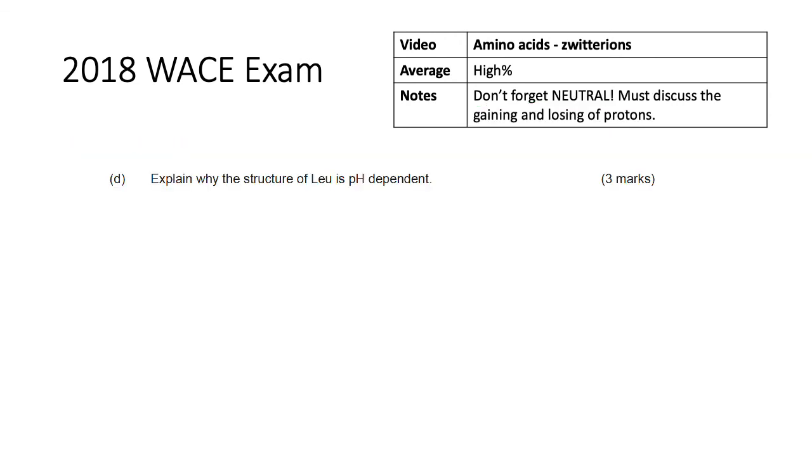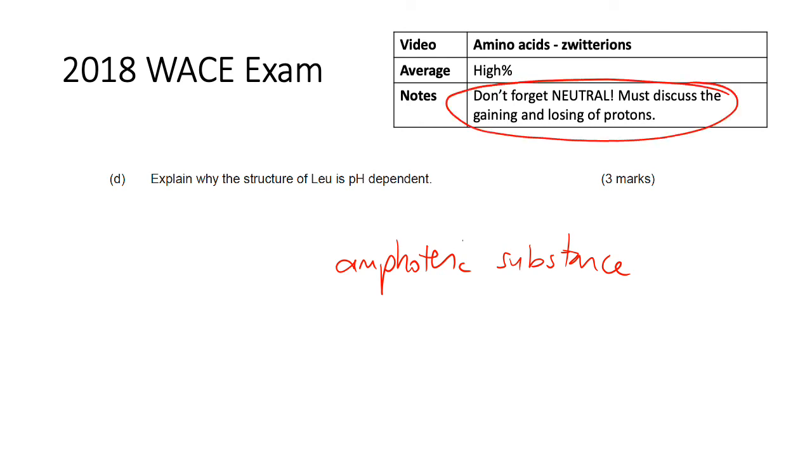And then lastly, why is the structure of leucine pH dependent? Because it can act like an amphoteric substance, which means it can accept and donate a proton. But what a lot of people missed out was that in neutral conditions it's going to be in its Zwitterion form. So it can gain or lose protons, and in neutral conditions it's in its Zwitterion form. That's why its structure changes when it is in different pH conditions.